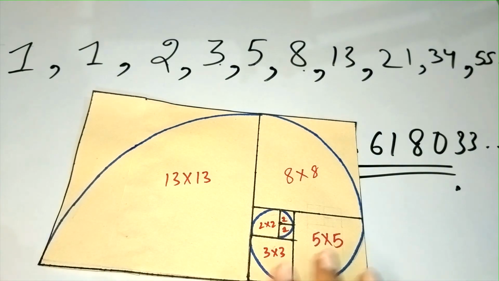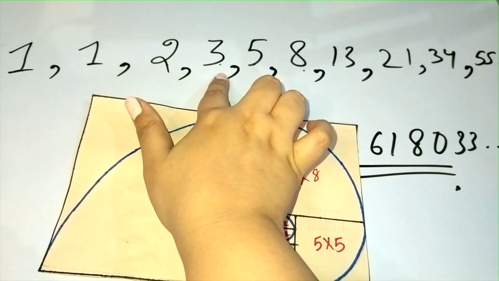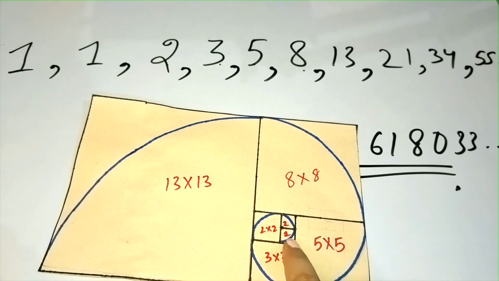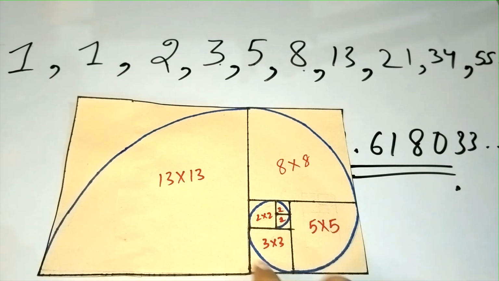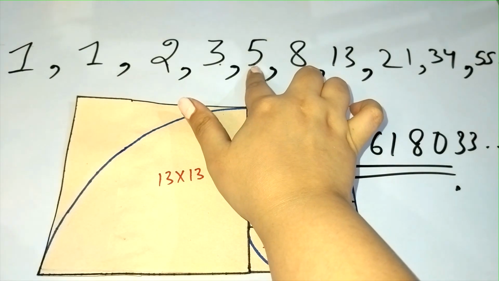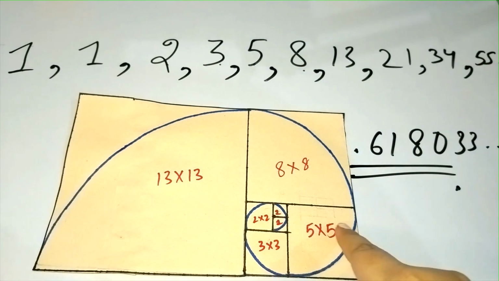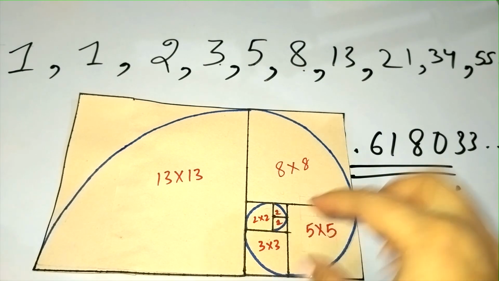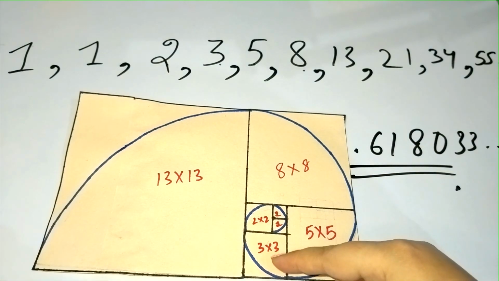Then after 2, the next Fibonacci number is 3, so I made a 3 into 3 square and placed it below this. So 2 plus 1, you can see, is 3. Then the next Fibonacci number is 5, so I made a 5 into 5 square and I placed it here. So you can see 3 plus 2 is also 5.